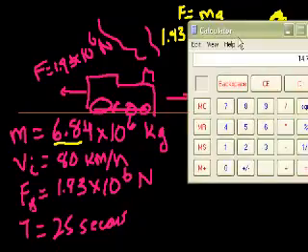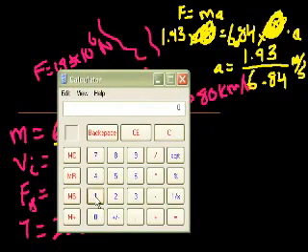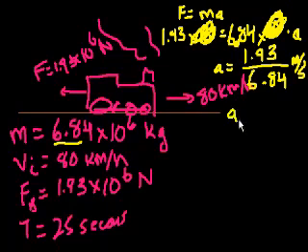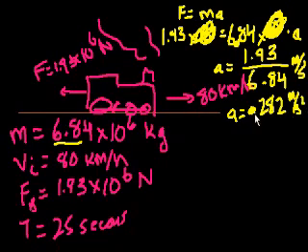And let's get the handy calculator here, because I don't want to waste your time reviewing how to divide decimals, although that might not be a bad review, most people forget. 1.93 divided by 6.84 is 0.282. So acceleration is equal to 0.282 meters per second squared.